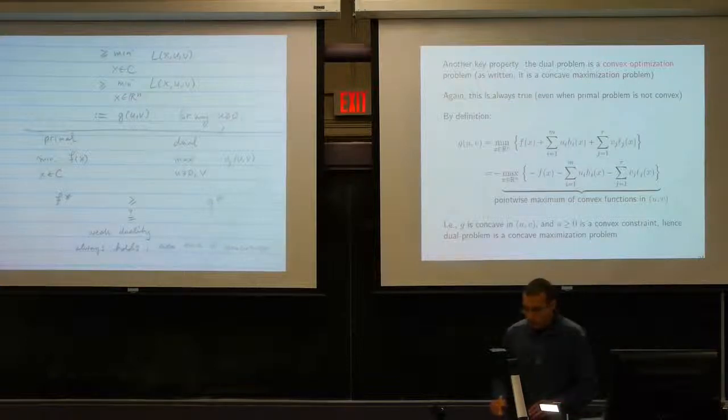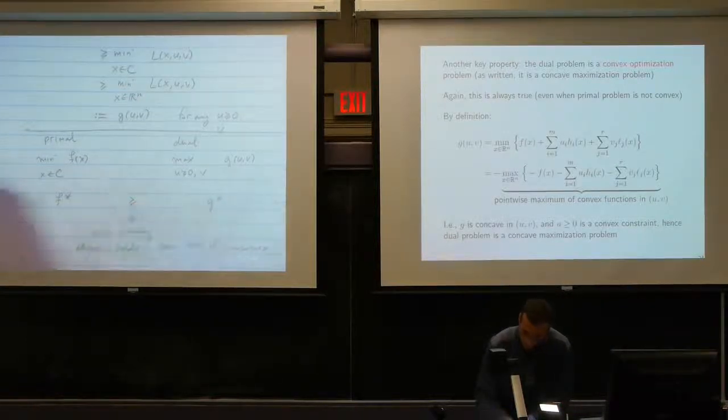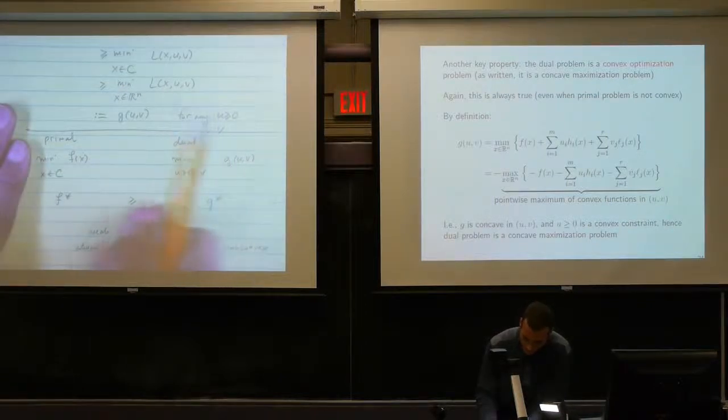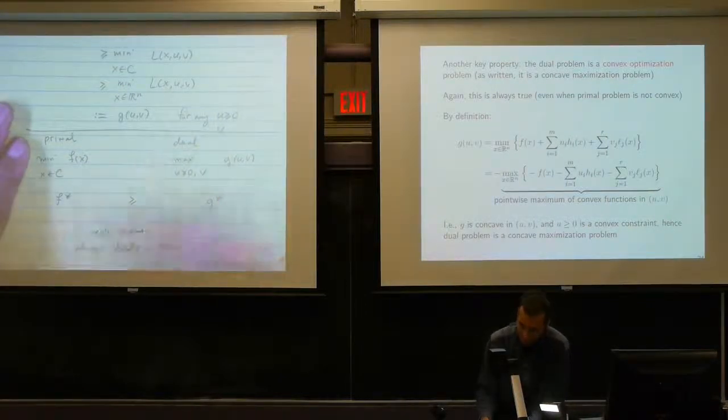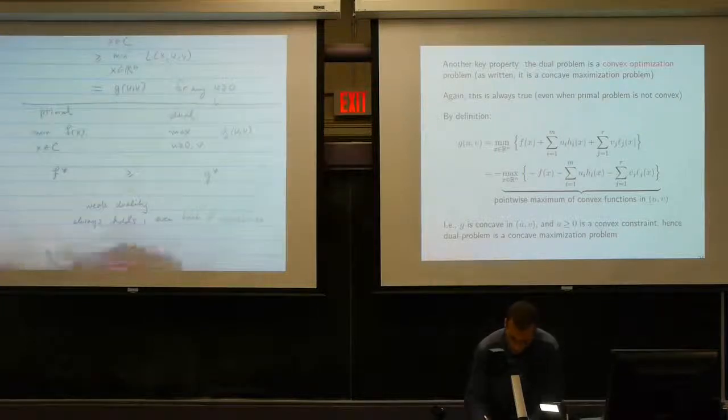Okay, another key property besides weak duality, which always holds, is that I claim that this function g here, g(u,v), is always concave.